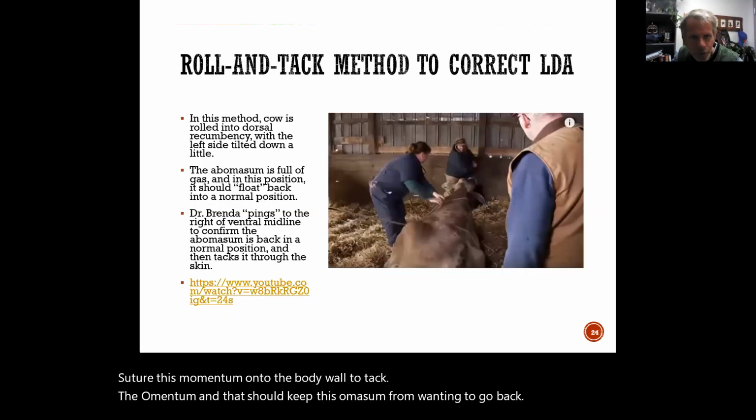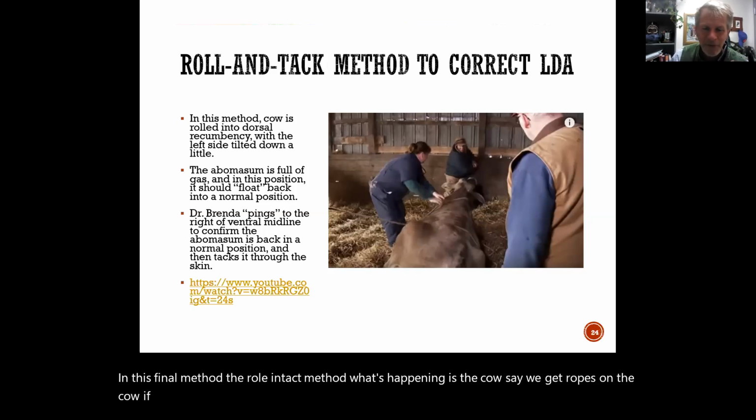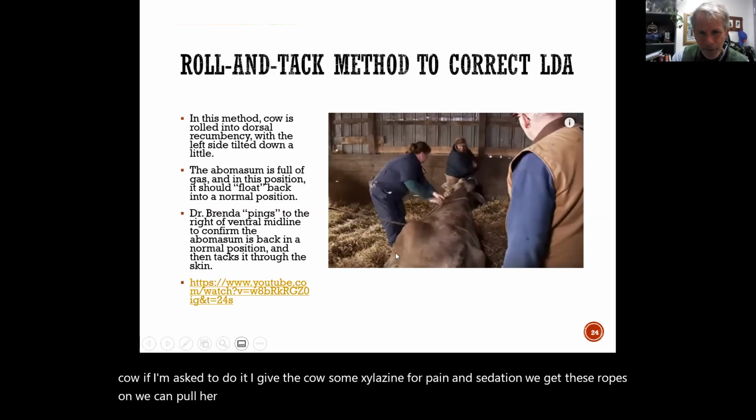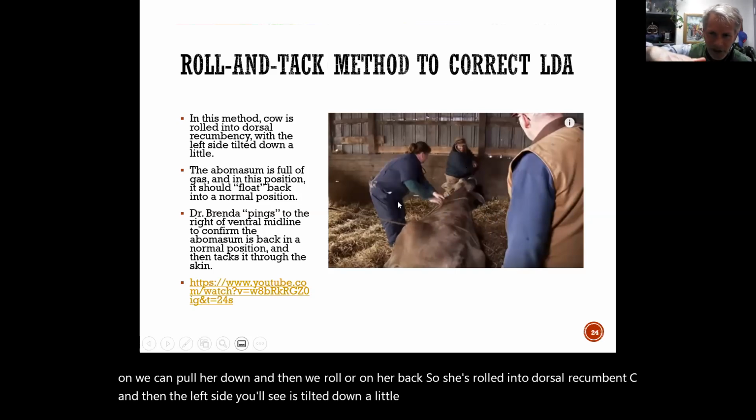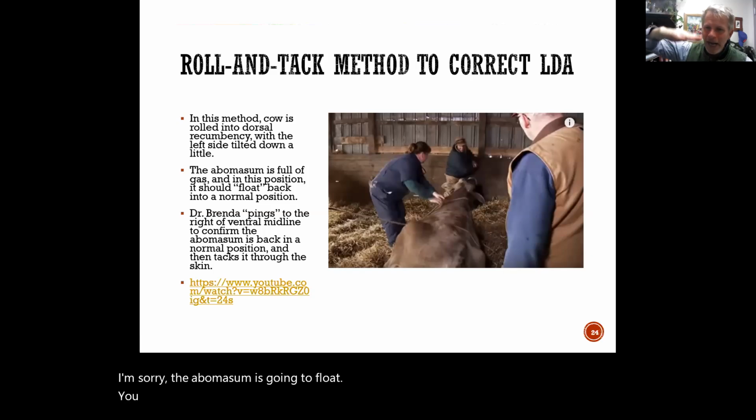In this final method, the roll and tack method, we get ropes on the cow. If I'm asked to do it, I give the cow some xylazine for pain and sedation. We get these ropes on, we can pull her down, and then we roll her on her back. So she's rolled into dorsal recumbency, and then the left side you'll see is tilted down a little more. Again, what's going to happen is the abomasum is going to float.